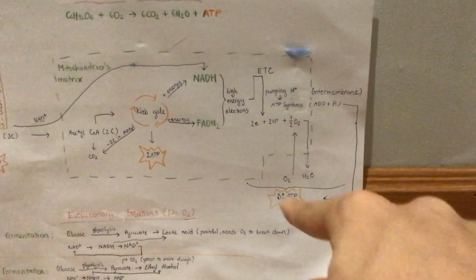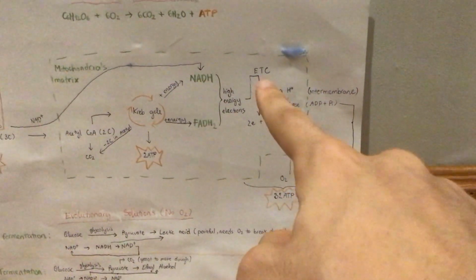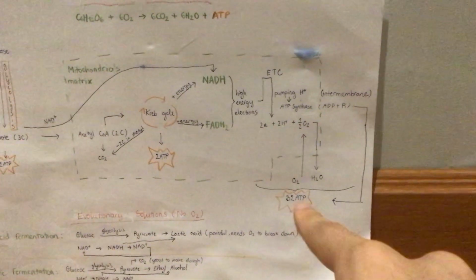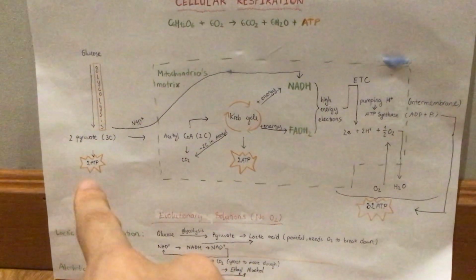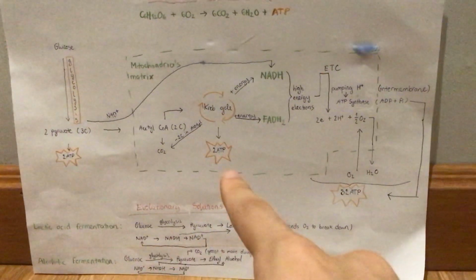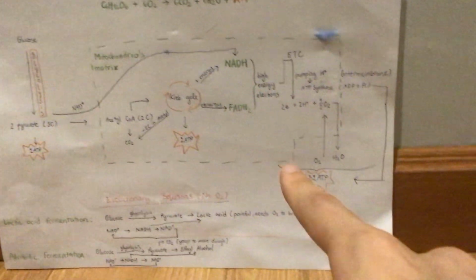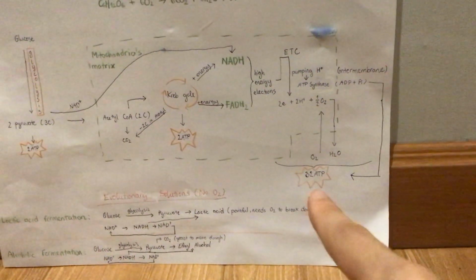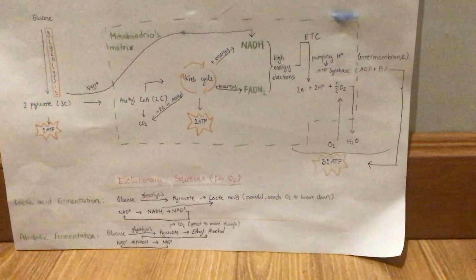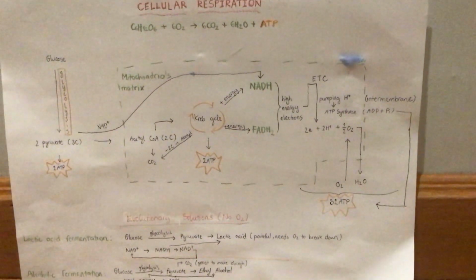So in this process, the electron transport chain makes the most ATP out of the three stages. Glycolysis makes 2, the Krebs cycle makes 2, but the electron transport chain makes 32 ATP. So that's all for cellular respiration.